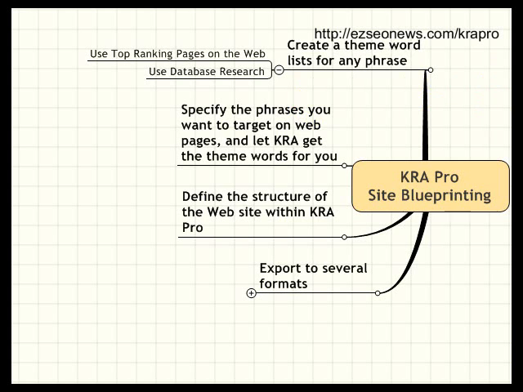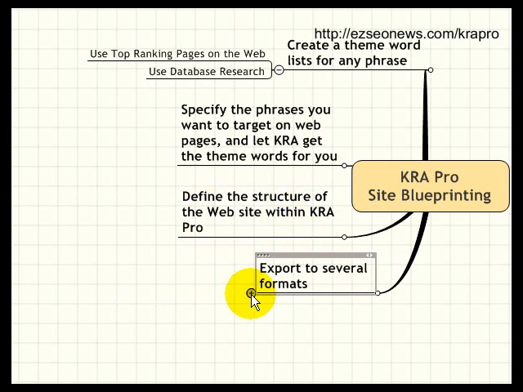Now, taking that one step further was the idea of being able to define entire website structure, all within KRA Pro. So you would be able to define, for example, silo sites. You could say, all right, we'll have a silo in this particular directory, another silo in that directory, and a third silo in a third directory, and then we would define web pages for each of those silos based on phrases that were in our main database, and KRA Pro could then go away and find theme words for all of those phrases and create a complete site structure.